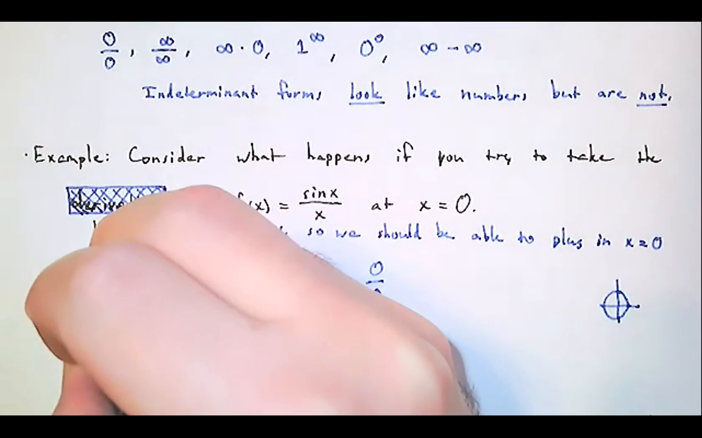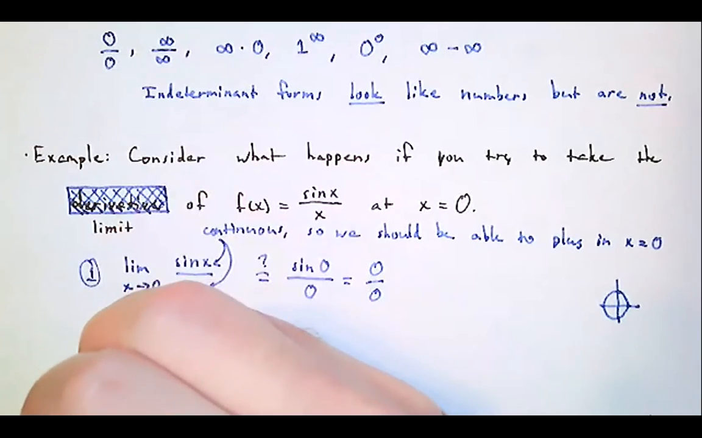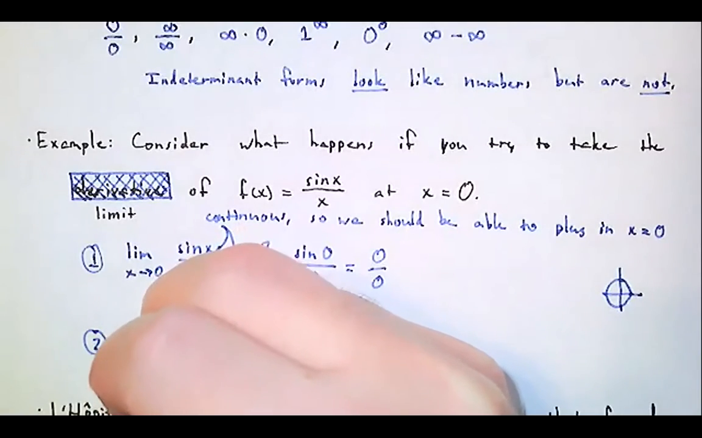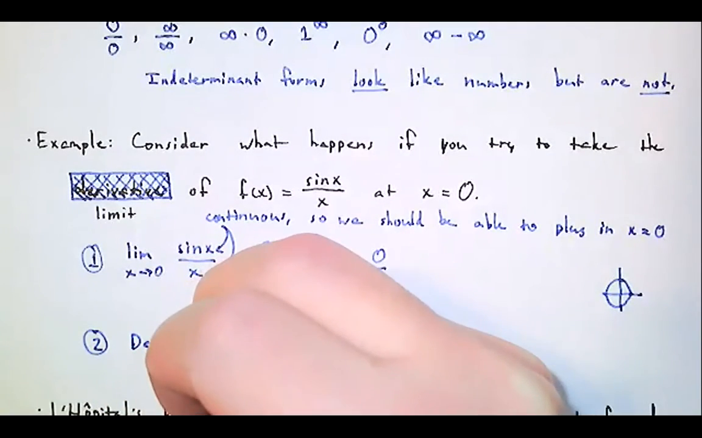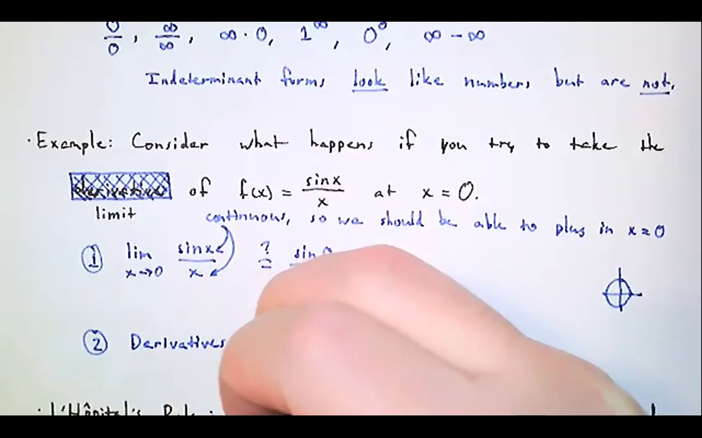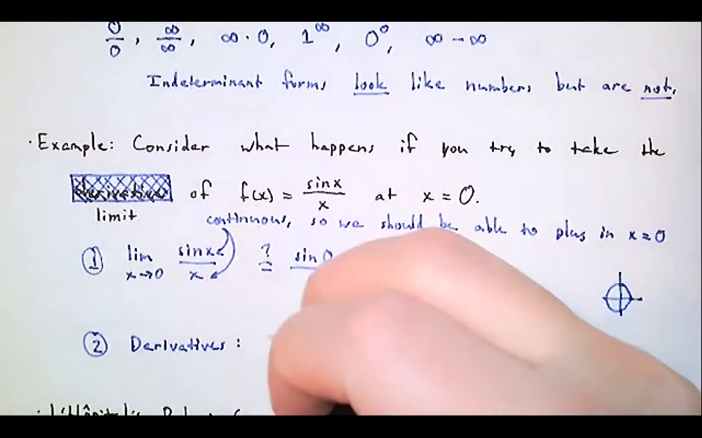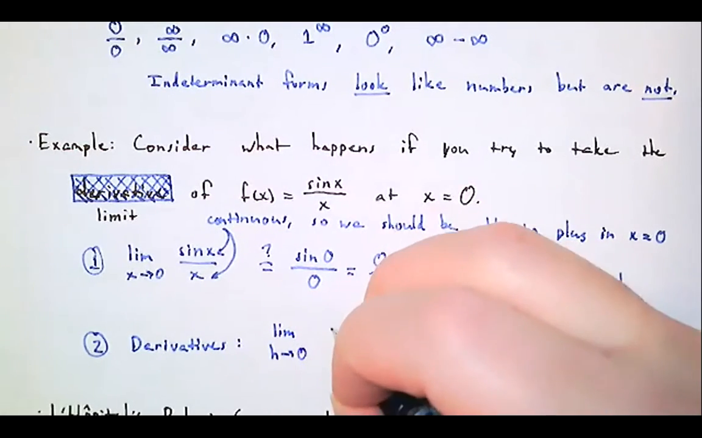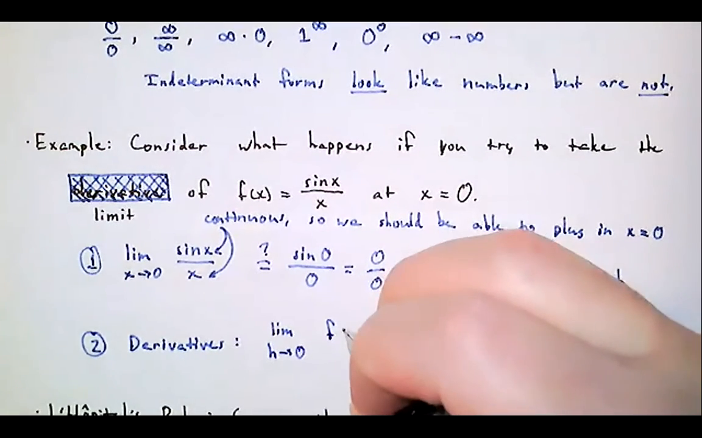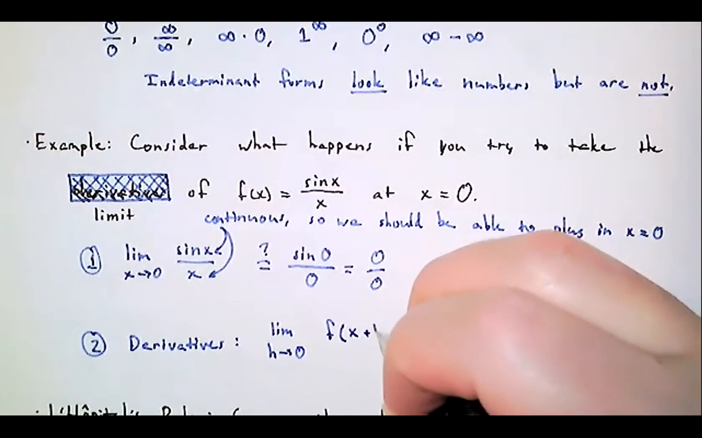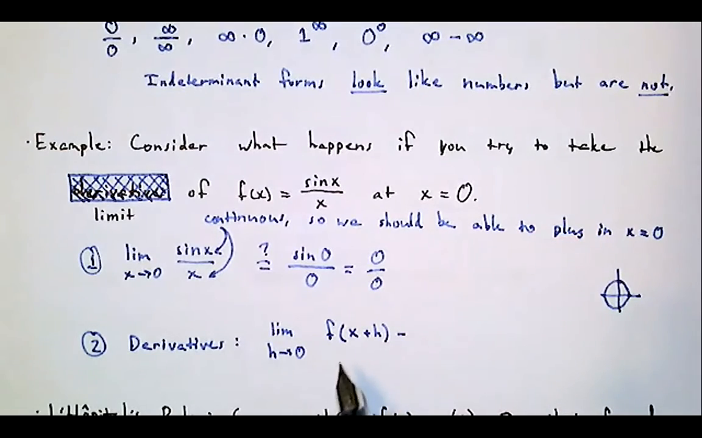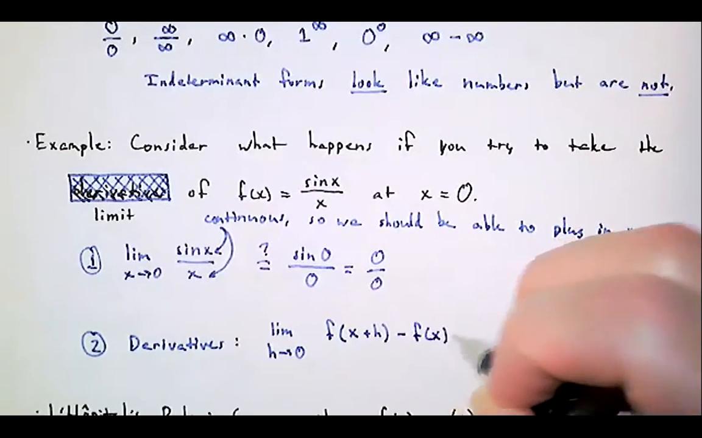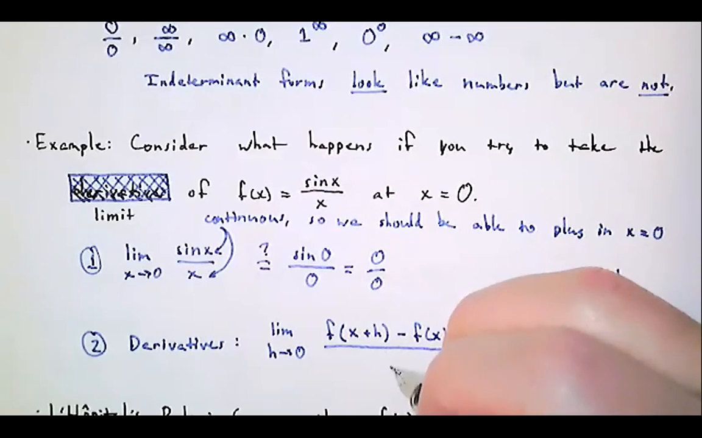Here's another little example. So if this was example 1, here's another one. You might remember the definition of a derivative also involved an indeterminate form because it looks like this. It's the limit as h goes to 0 of whatever function you're looking at. I'll call it f. So f, and you plug in x plus h, and then you subtract f of x and divide by h.